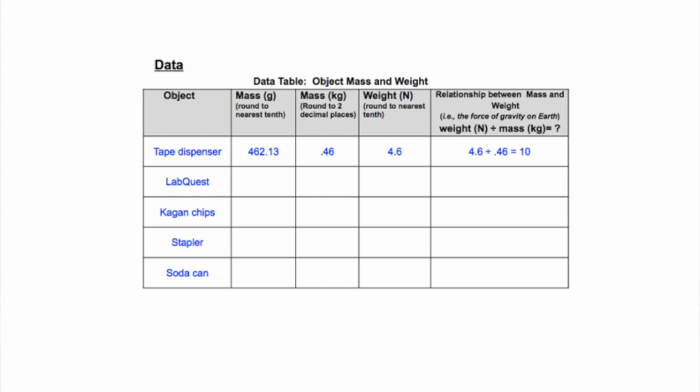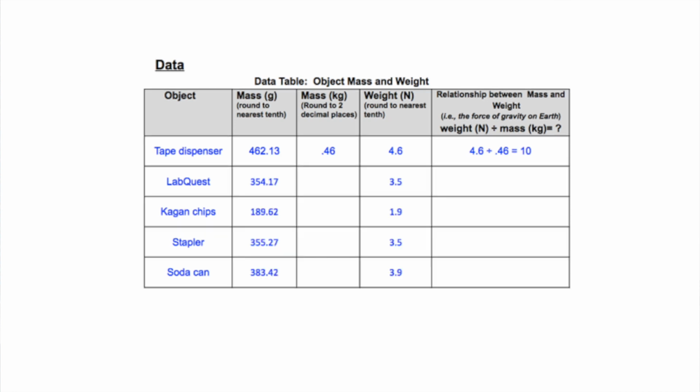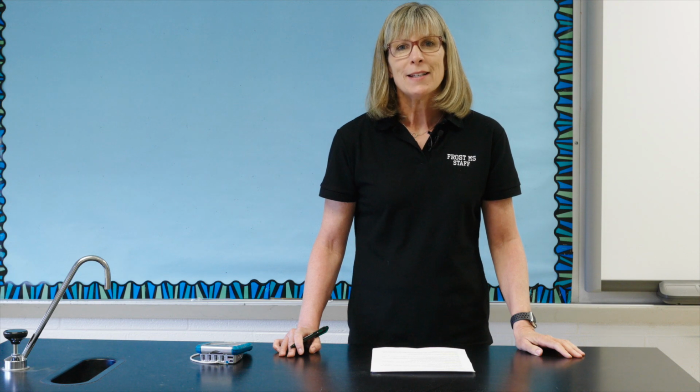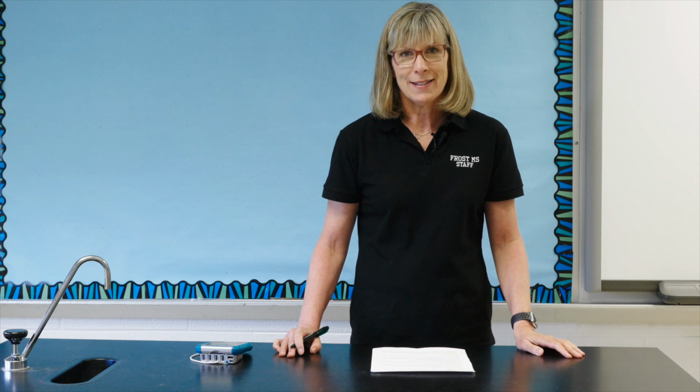Substituting the weight in newtons and the mass in kilograms into the final column, we can see that the relationship shows the weight is the mass in kilograms multiplied by roughly 10. Now copy the remaining masses and weights into your data table and fill in the remaining spaces. Now go ahead and complete the questions on Slides 5 and 6.